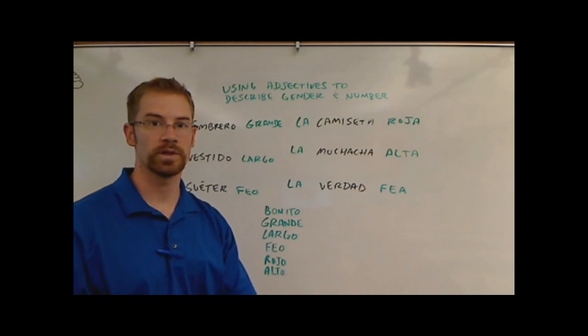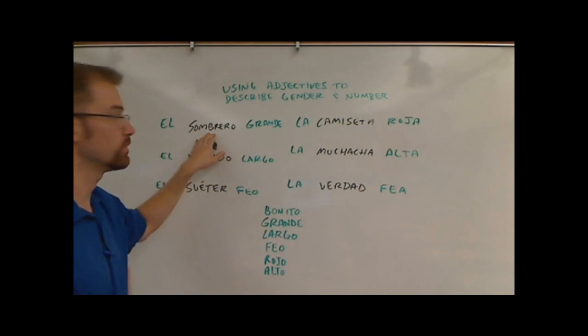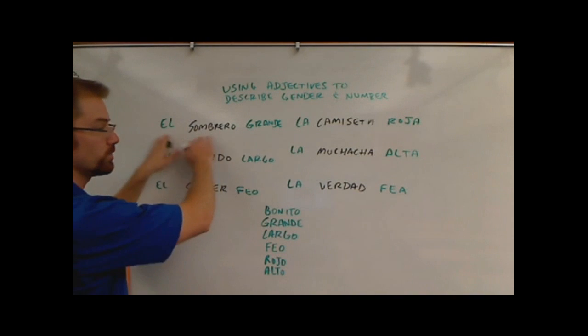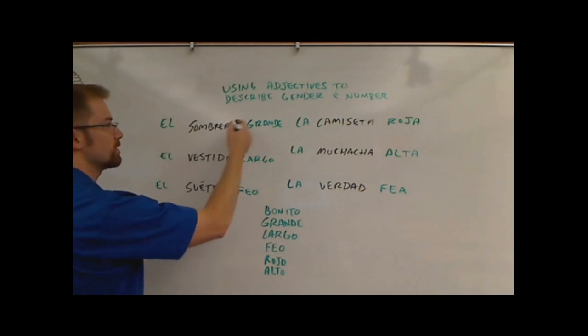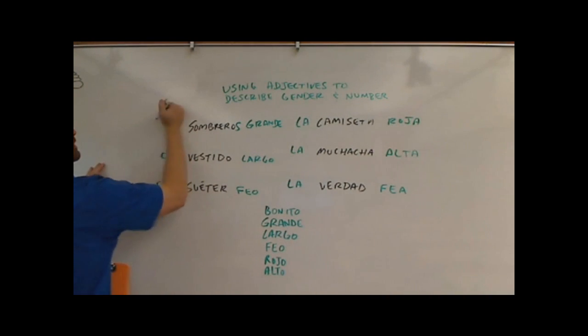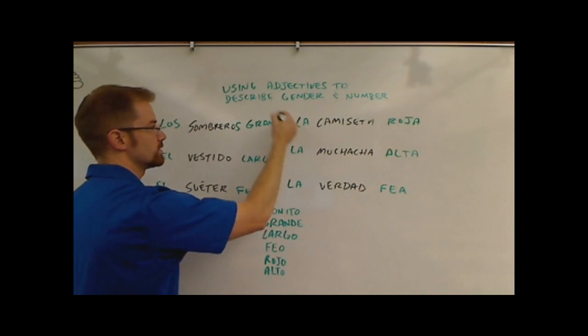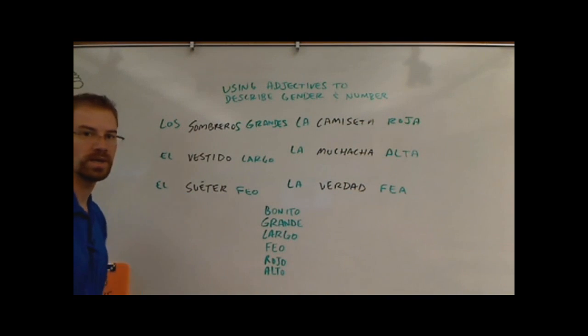Now really quick, we're going to look at making these things plural. So for example, if I have more than one hat, I want to say the big hats. We've got to change every single word right here. So hats, obviously, will be sombreros. But we've got to make this word the plural also. So this is now los. And this over here also has to match up. So this is grandes, los sombreros grandes, the big hats.